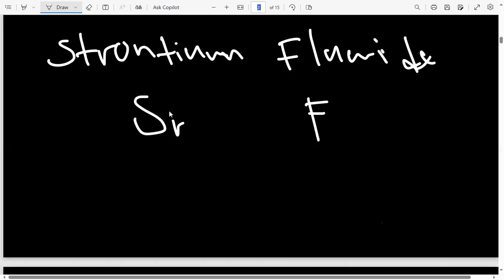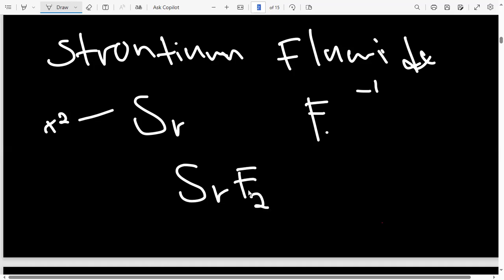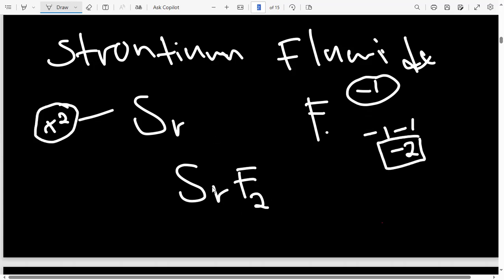So this one here, we said it has a +2, and this one here has a -1. When you combine these two, to balance the charge so that it can be 0, we need 2 of these fluoride. So the formula will be Sr and then F with a 2 there. Why are we writing this 2 here? Because this fluorine has a -1. So -1 and another -1 makes -2, and this -2 is going to cancel out with this +2. So that's the first method you can use.